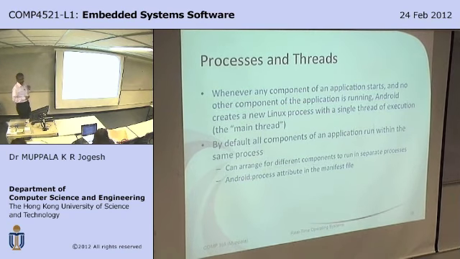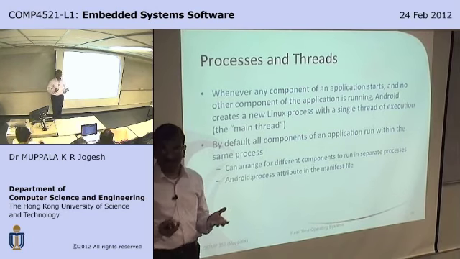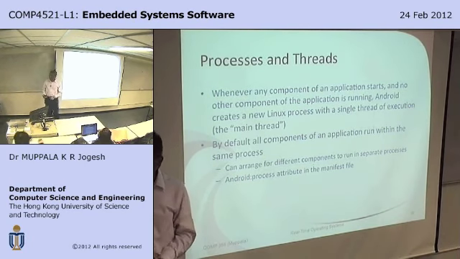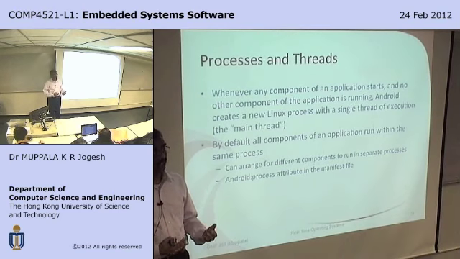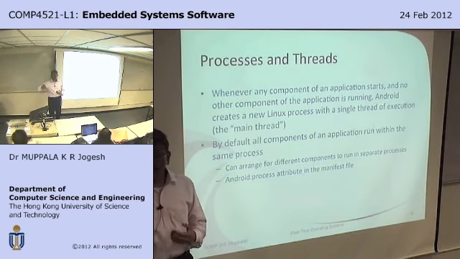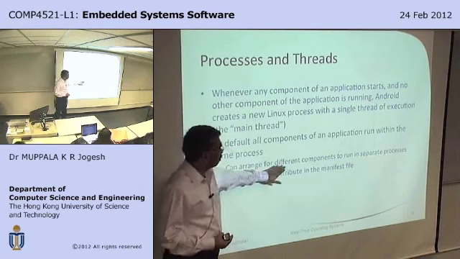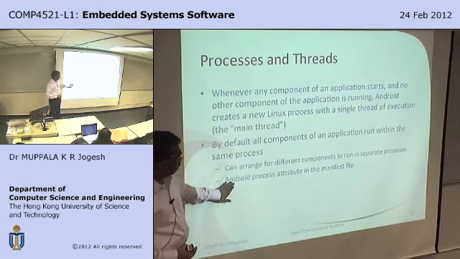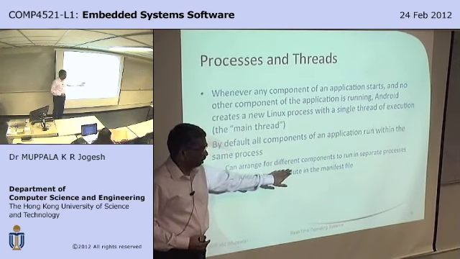By default, all components of an application run within the same process. All components, activities, services, everything runs in the same process by default. If there is a specific need that you want a certain component to run as a separate process, you can specify it explicitly by using this attribute in the manifest file.